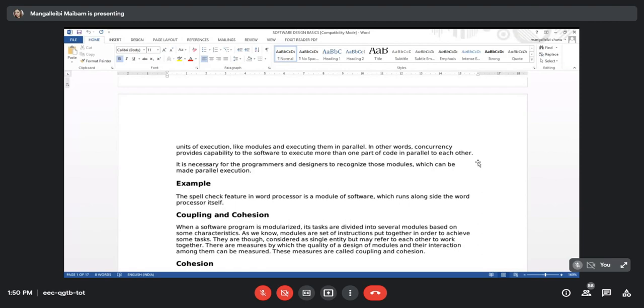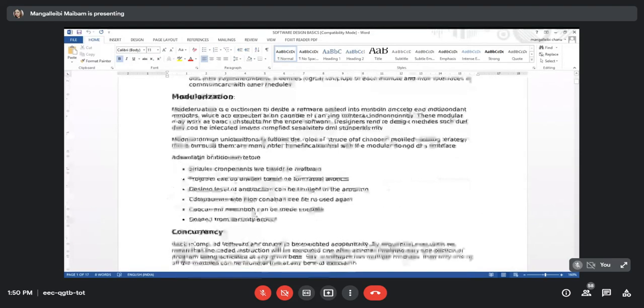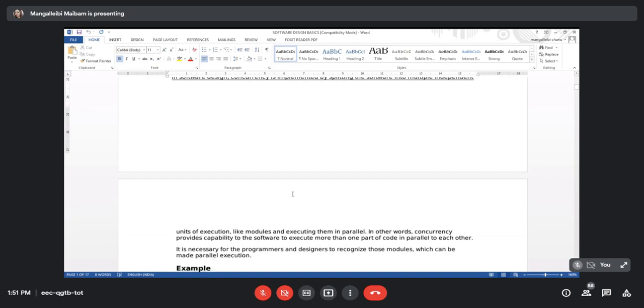Since we divide our whole system into different modules, each module has to be executed independently. That is, the modules have to be executed in parallel. Every module will have a section of program code. This program code will be executed in parallel. So that is the property of concurrency.